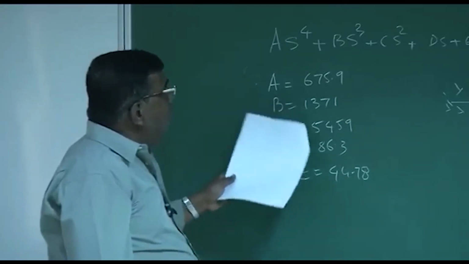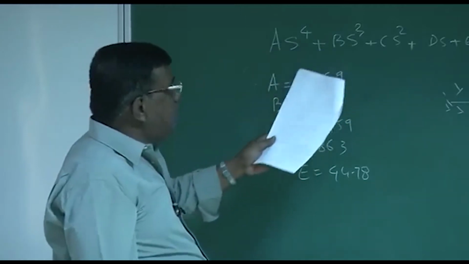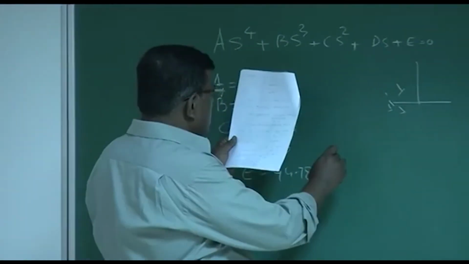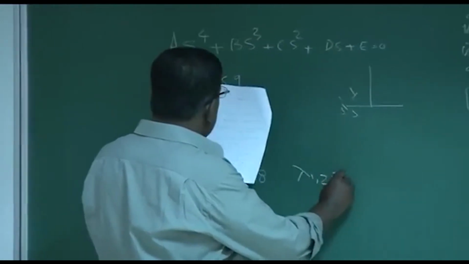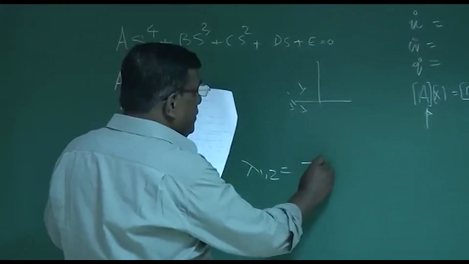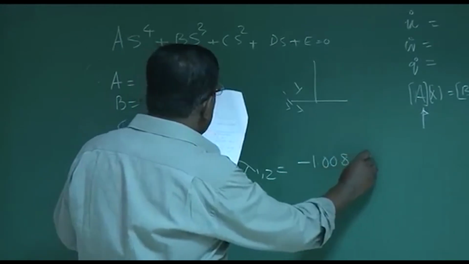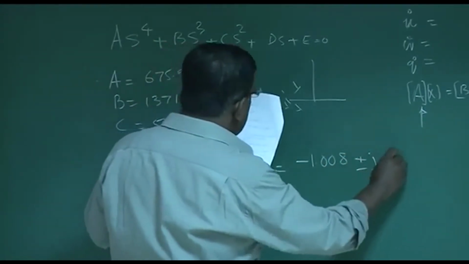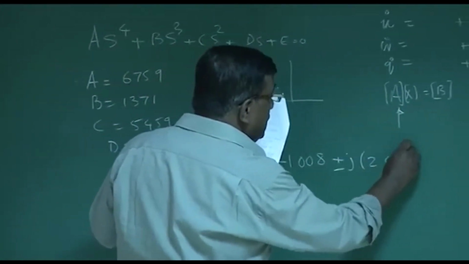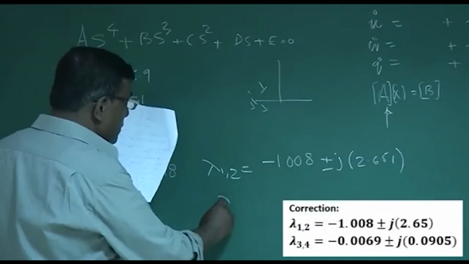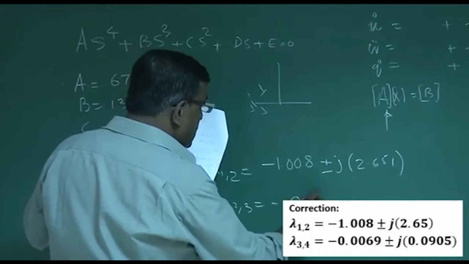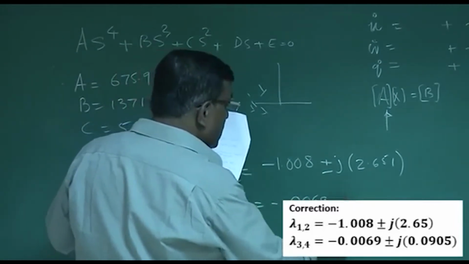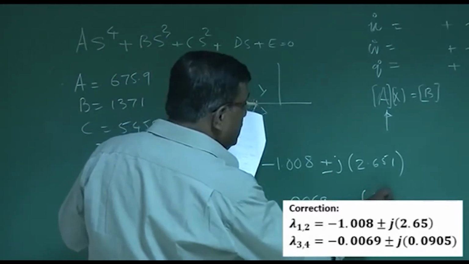What is important is that when we exactly solve this equation, we found there are two pairs of roots. One, lambda 1, 2, is minus 1.008 plus or minus j 2.651. In the other pair we got minus 0.0069 plus or minus j 0.0905.